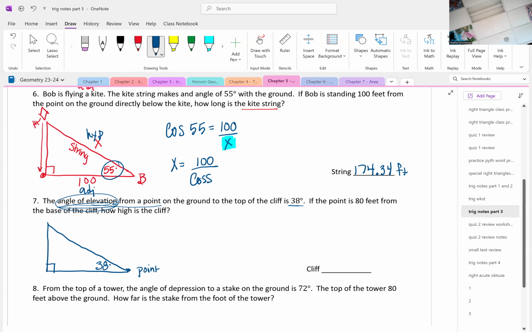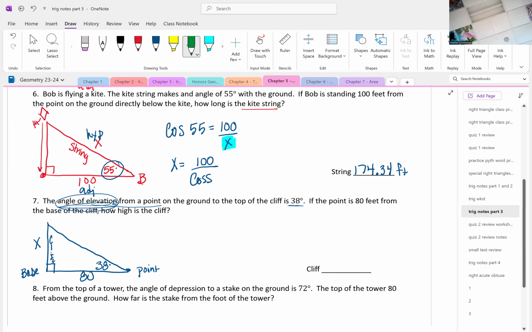If the point is 80 feet from the base of the cliff, well, the base of the cliff has got to be the bottom. How high is the cliff? Well, the cliff is going to be the one that's going straight up and down. So this is X, and I shouldn't have put X there. I should have put 80 because it told us it was 80. I apologize. All right, so it's angle of elevation, bottom right.